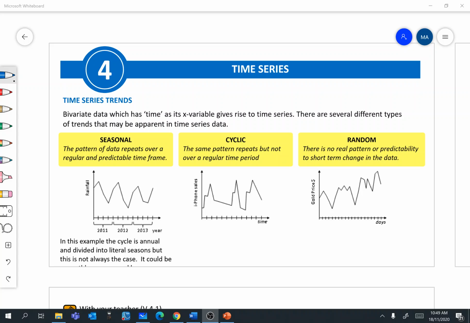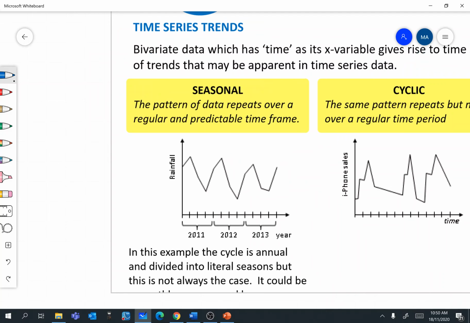So a seasonal pattern is data that repeats over a regular and predictable time frame, as stated here. We can see this graph. This is a seasonal pattern. We have the same shape of the graph repeating over distinct time intervals. We have this repeating pattern where we have a peak followed by a trough, and then the same shaped peak followed by another trough, and the time periods that these occur over are consistent.